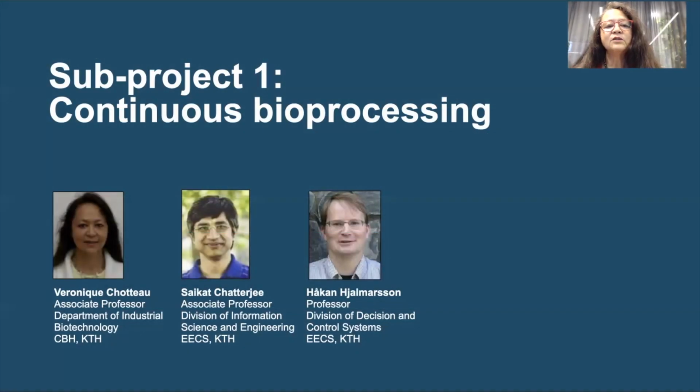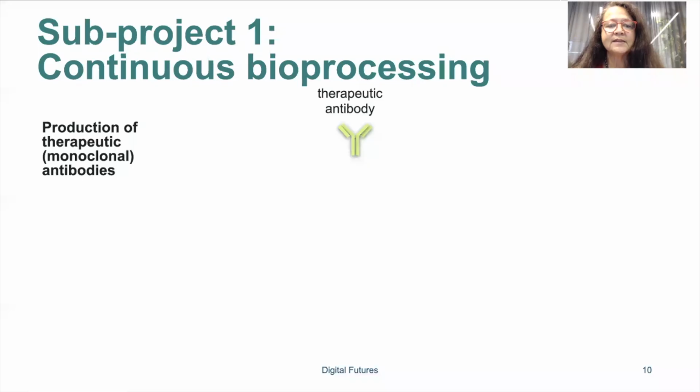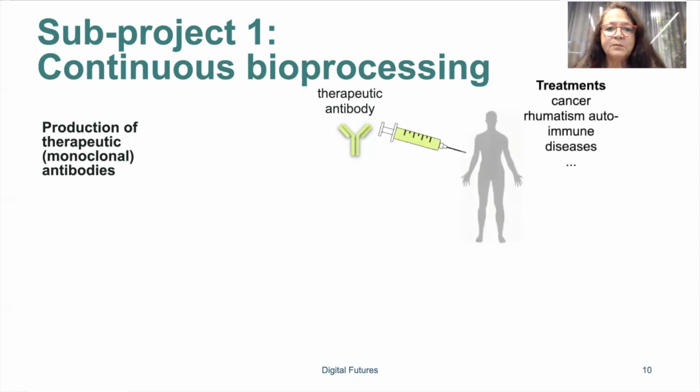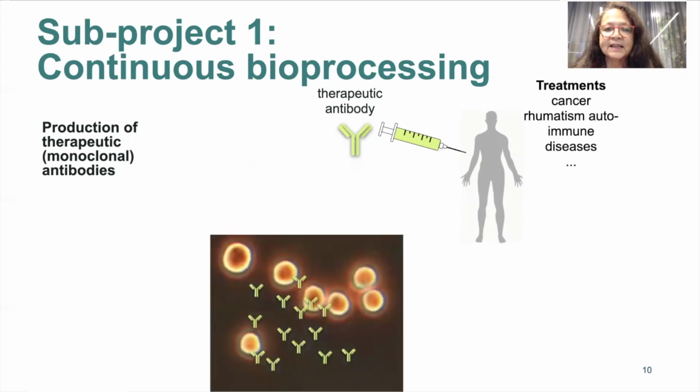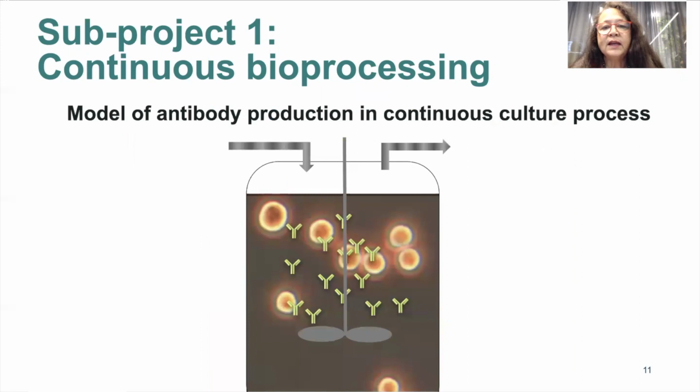And now about sub-project 1, which is about continuous bioprocessing and gathering 3 of the PIs. Continuous bioprocessing for the production of therapeutic antibodies. Antibodies are large molecules which are used for the treatment of cancer or diseases like rheumatism. These are produced in bioreactors by mammalian cells. We are working on continuous production of these types of molecules.